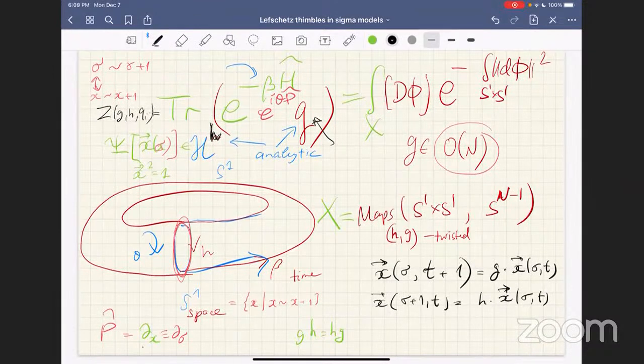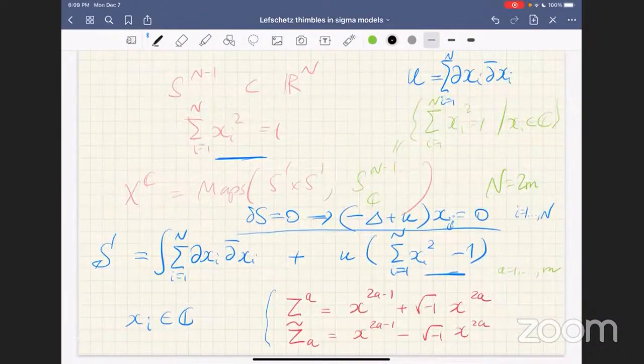Okay, so this is nice, and for G and H taking values in the group O(N) or O(N,R), this is essentially the path integral over the space of maps. So X is a space of maps of the torus to the sphere, which are HG twisted in this sense, and we just compute the Dirichlet energy of the corresponding map and put it in the exponential.